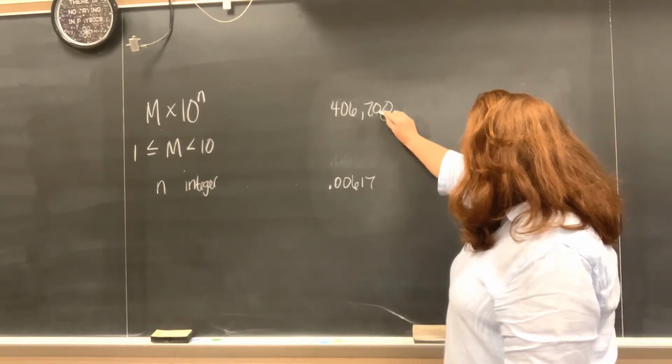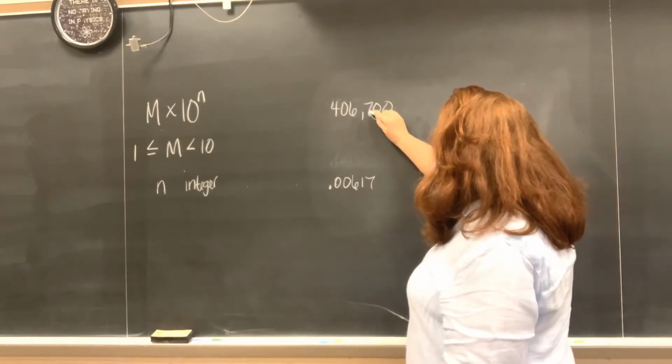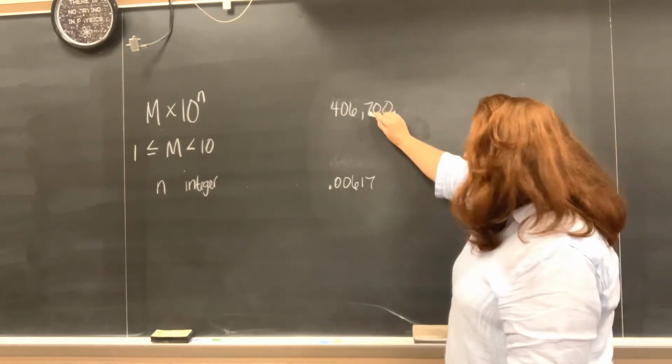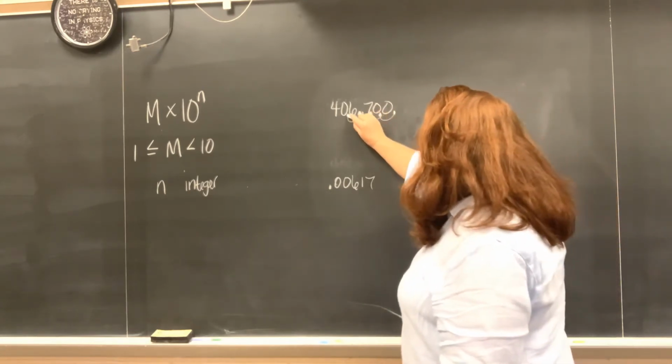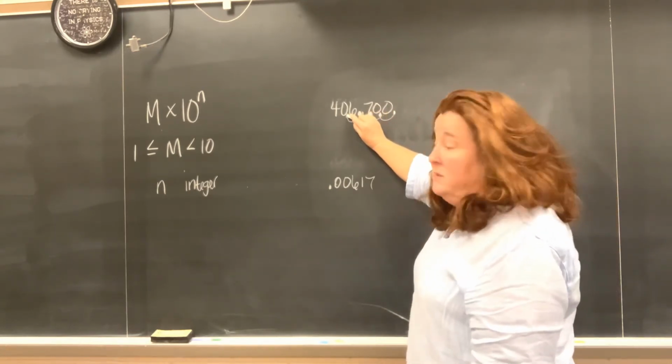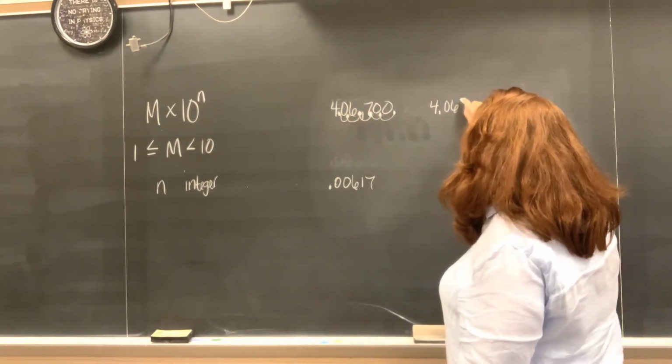So if I move it to here, that's going to be 40,670. If I move it here and stop, that would be 4,067. If I moved it here, that would be 406.7. 40.67, I'm getting closer to 10. And if I move it one more place, I now have a number between 1 and 10.